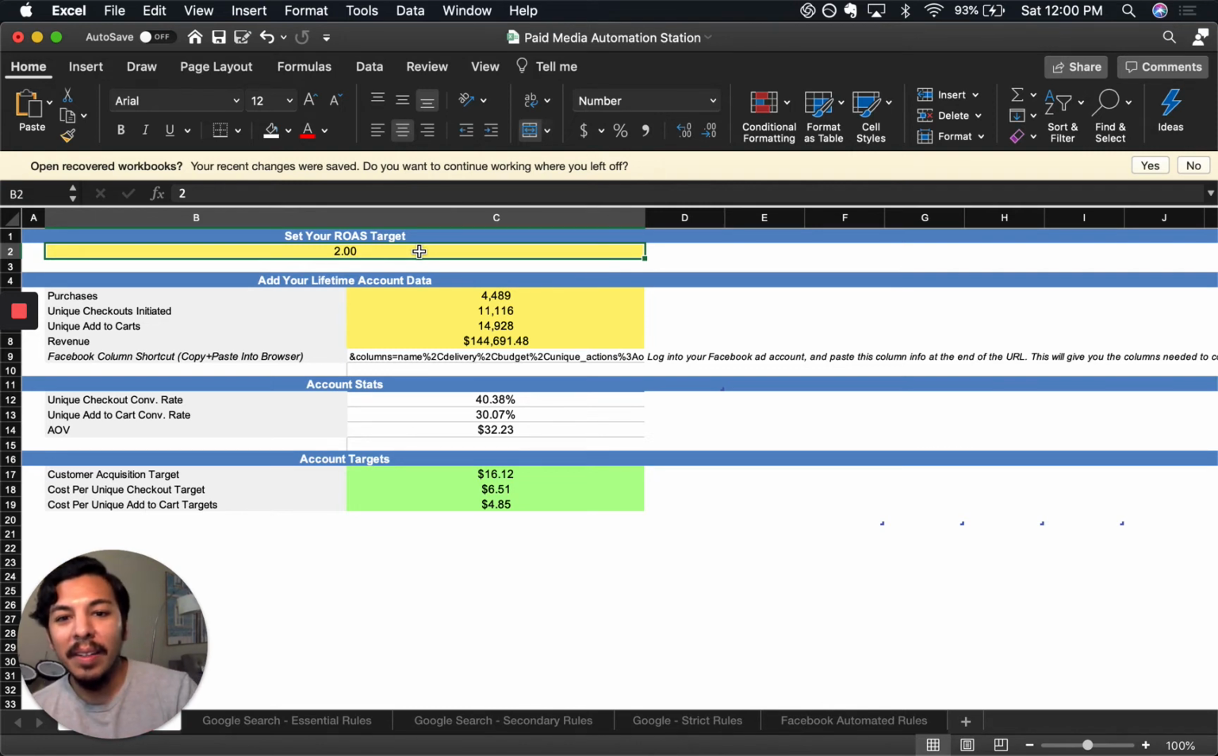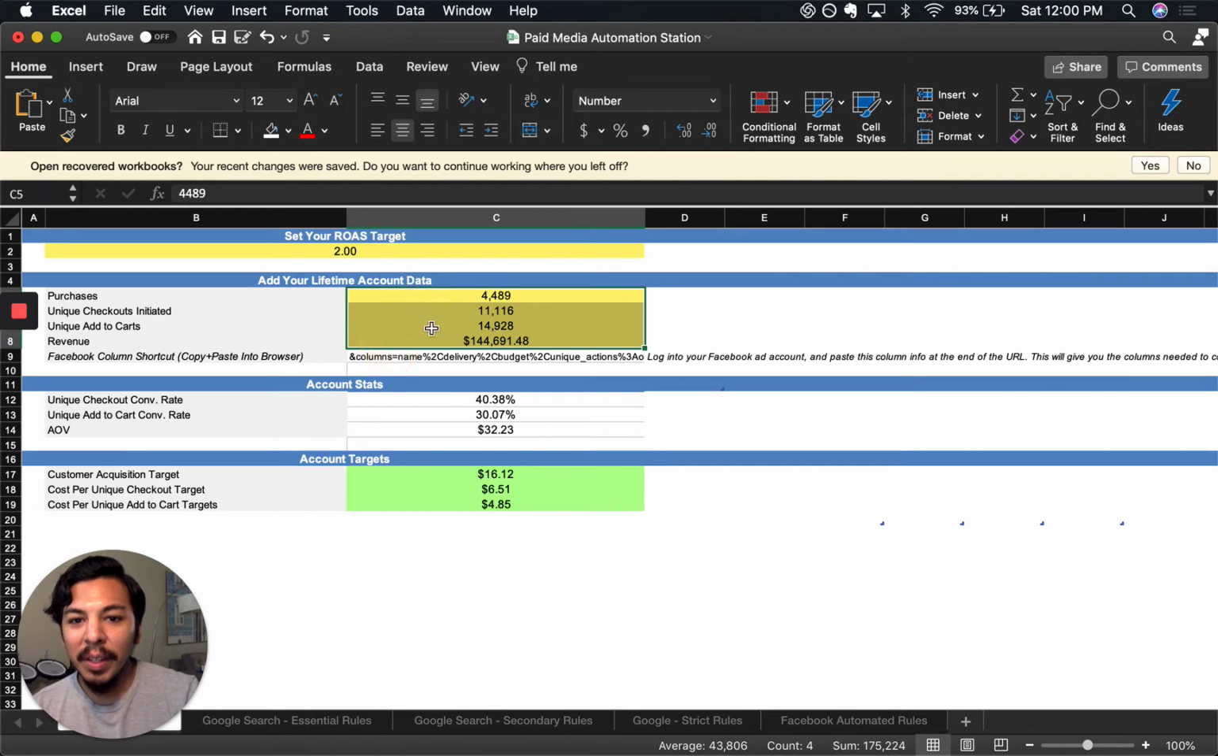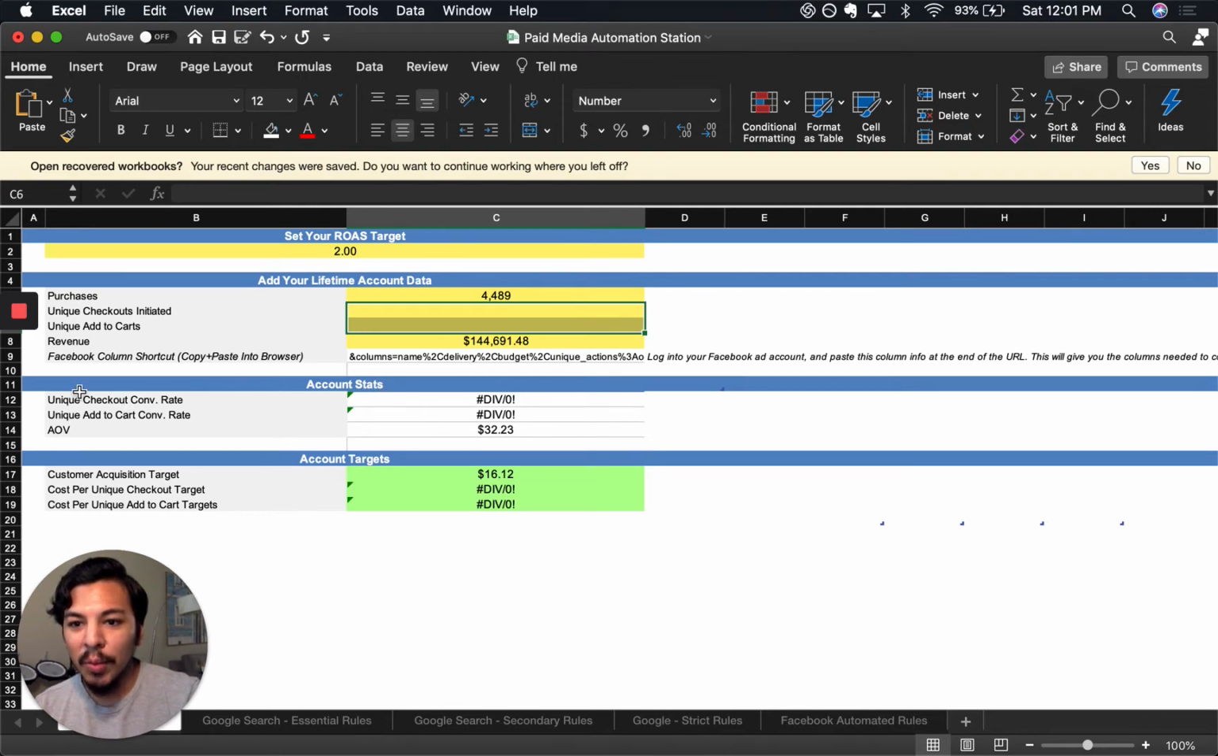So in this case, let's just say our target ROAS is 2, and then from here, we'll enter in historical data we have, in this case, from our Facebook account. So you can use Google data here as well. If so, you won't get data about your unique checkout conversion rate or add to cart conversion rate and targets for checkouts and add to carts.